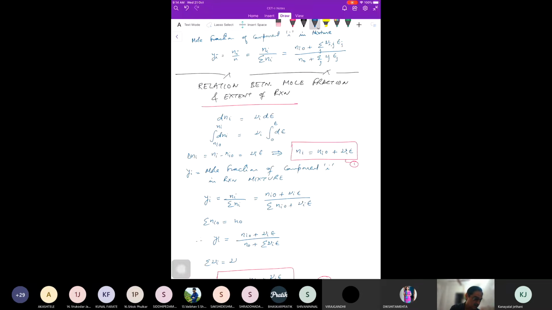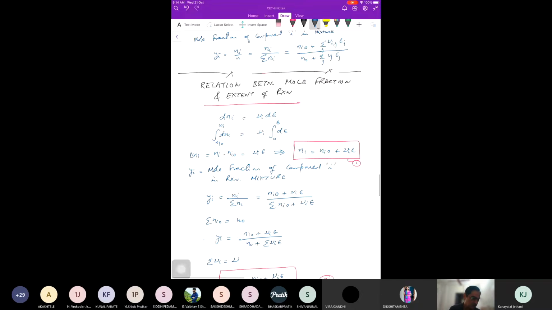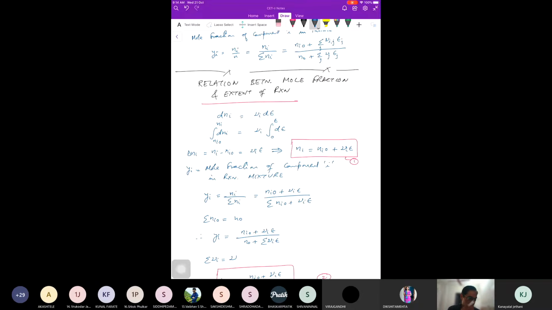So let us look at the relation between mole fraction and extent of reaction, right? We have defined dni is equal to nu i into d epsilon, and if you integrate this from start time equal to 0 to time equal to t, at time t equal to 0 the extent of reaction is 0, there's no reaction, and at time t the extent of reaction is epsilon. Initial moles is ni0 and final moles is ni. So if we integrate this, we'll get ni minus ni0 is equal to, on the right hand side, nu i is constant, into epsilon, right? And from here we get ni equal to ni0 plus nu i into epsilon, equation 1.